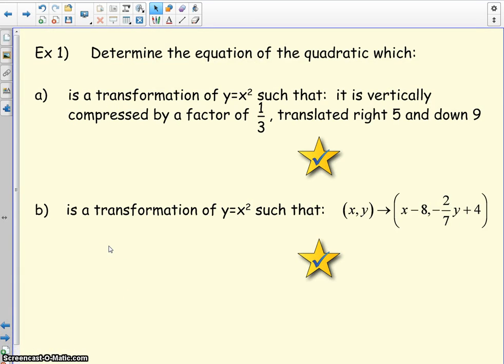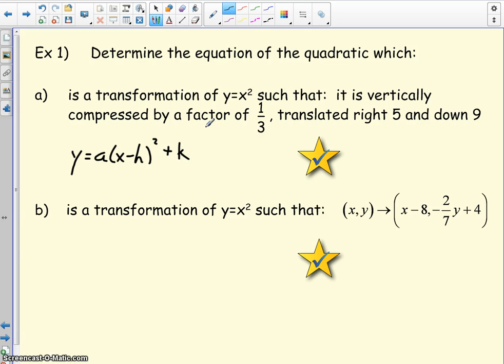Okay, so let's try and put this into practice now. So let's try and find the equation of a quadratic given some different information. So here I'm giving you the transformations. So giving you a transformation of x squared, it is vertically compressed by a factor of 1 over 3, translated right 5 and down 9. So just for reference here, let's keep our vertex form handy. So x minus h all squared plus k.